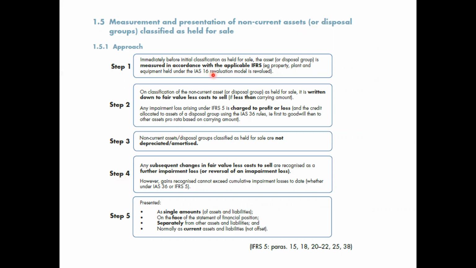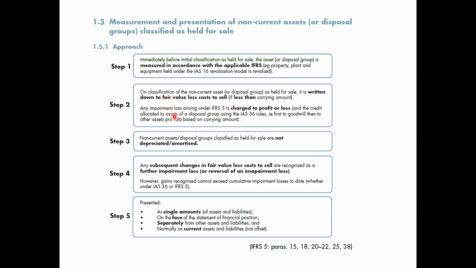So when we measure and present a non-current asset held for sale, there's the following approach. We have 5 steps. The first thing is immediately before the initial classification, we should measure it in accordance with its applicable IFRS, whether it's IAS 16 or whatever the case might be. Then on the classification of non-current assets held for sale, we will write that down to its fair value less cost to sell, if it's less than its carrying amount. And any impairment losses arising under IFRS 5 is charged to profit and loss. Unlike IAS 36, we need to now for IFRS 5 go and recognize impairment losses in this instance.